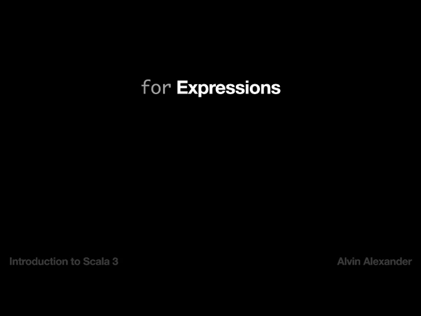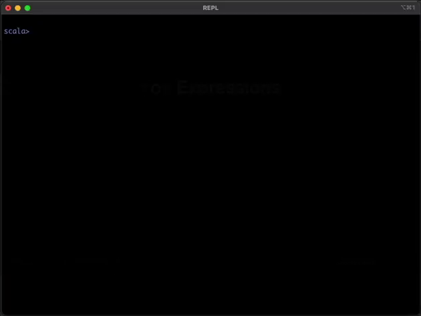Where a for loop is used for side effects, a for expression is used to transform data, and it really is an expression that yields a result. So while the syntax is similar between a for loop and a for expression, the purpose is quite different. A basic for expression looks like this.